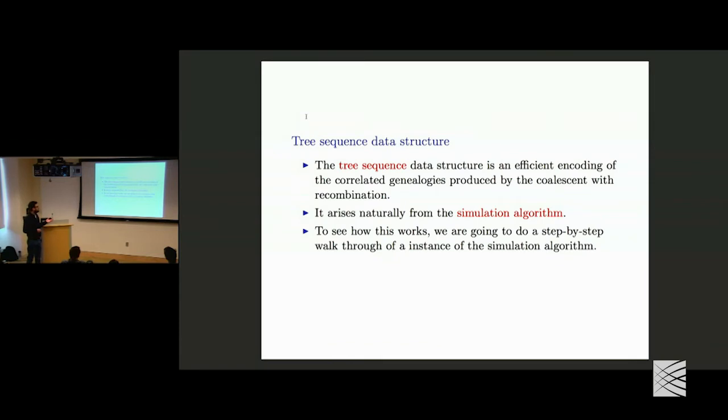The tree sequence data structure is an efficient encoding of the correlated genealogies that we get under the process of recombination. As I said before, it arises very naturally as a consequence of the simulation algorithm. To see how this works, we're going to do a step-by-step walkthrough of a particular instance of the simulation algorithm, so we can see how the structure arises and how it's encoded.